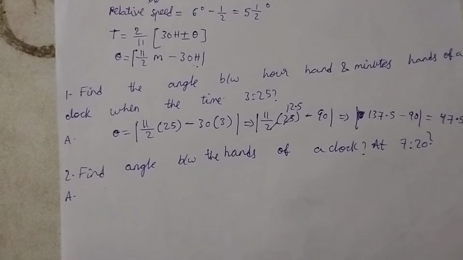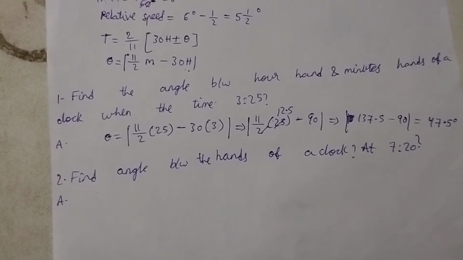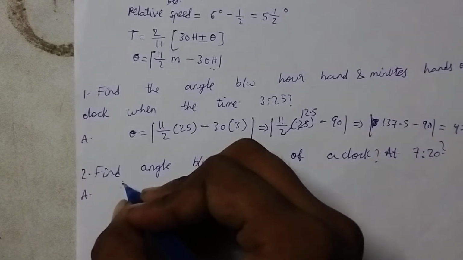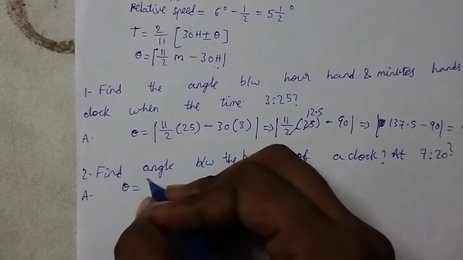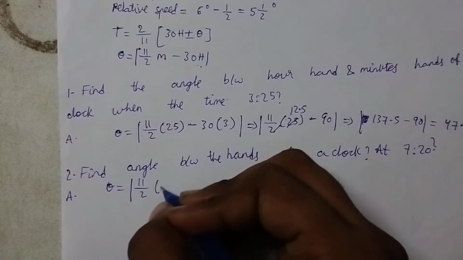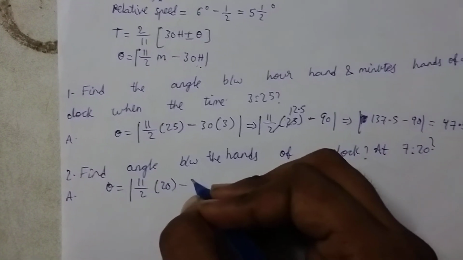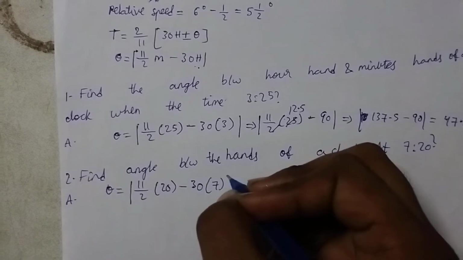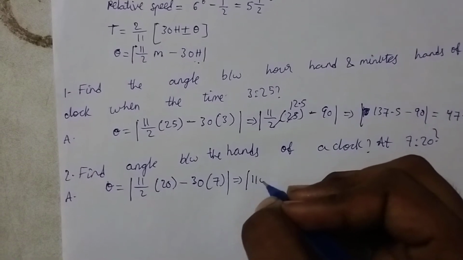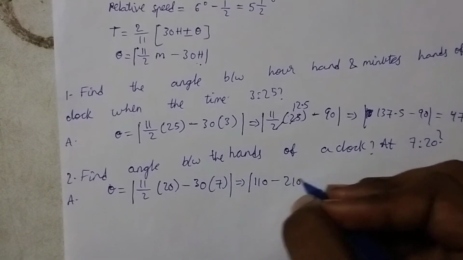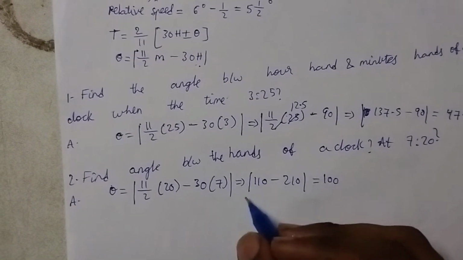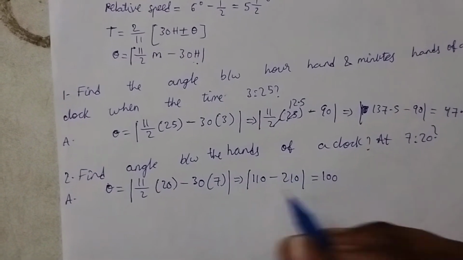Find the angle between the hands of a clock at 7:20. They asked about angle, so we have to use this formula: 11 by 2 into 20 minus 30 into 7. When we simplify this, we will get 110 minus 210. We will get 100 because we have a minus, so plus minus becomes plus.